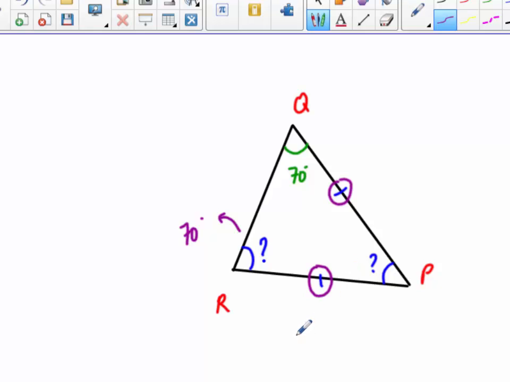I hope that you understood this lesson, and we saw how from the sum of the angles in any triangle that is equal to 180, we can find the missing angles.